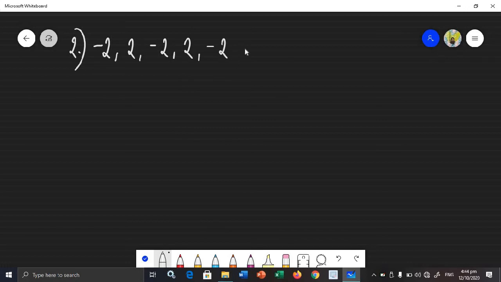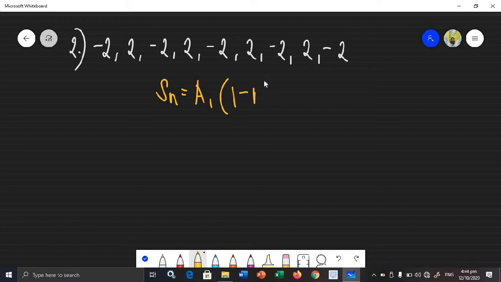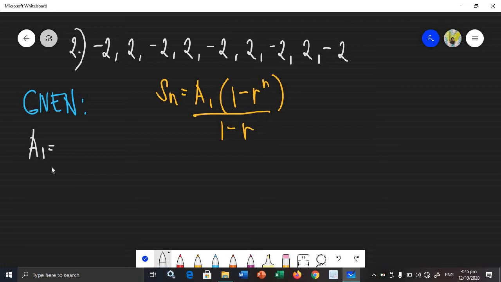And then, 1, 2, 3, 4, 5, 6, 7, 8, and then 9. Okay? So, we will use the formula again. I'm going to rewrite the formula. And then I'm going to write the given here. We will look for the value of A sub 1 and R and then N. Okay?